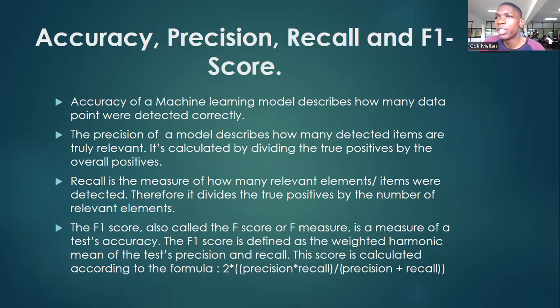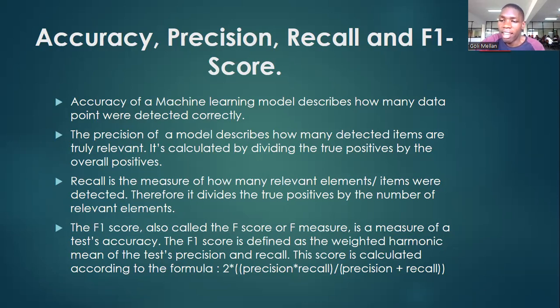Then, how are we going to judge our model? These are some of the aspects I use to judge these AI models: accuracy, precision, recall, and the F1 score. Accuracy describes how many data points were detected correctly. Precision describes how many detected items are truly relevant. Let me give an example.